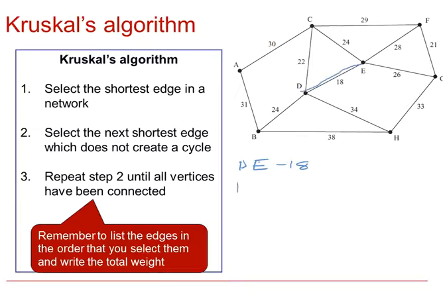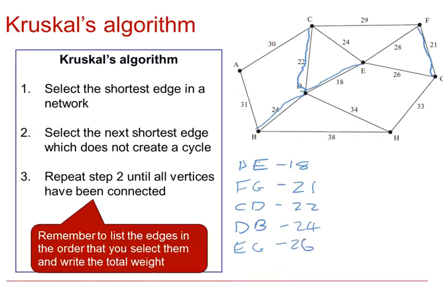Then FG, then CD, and DB, followed by EG, AC, and finally HG.